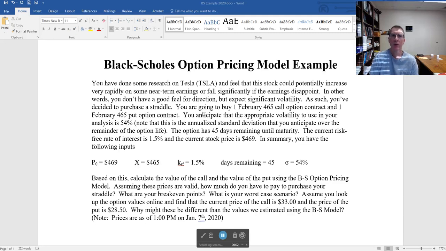In this video, we're going to walk through the calculation of the Black-Scholes option pricing model by hand. In this hypothetical example, we're going to use Tesla and assume that they have an earnings announcement coming out shortly. Again, this is hypothetical. I haven't done any research on Tesla for this example, but we think that the earnings are very unpredictable. We don't know if they're going to be better than expected or worse than expected.